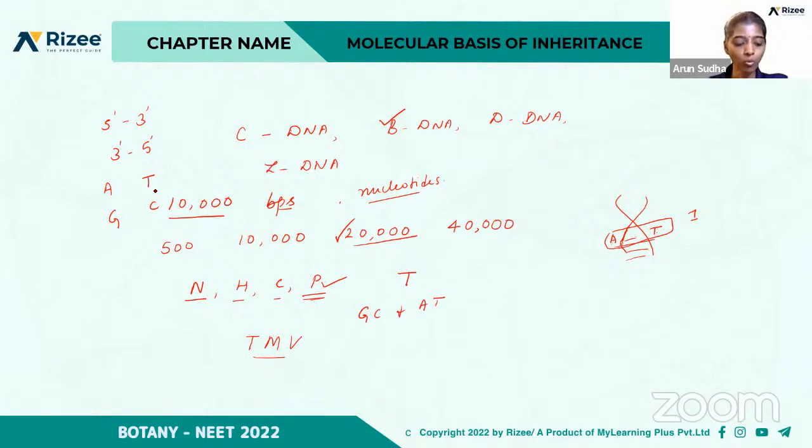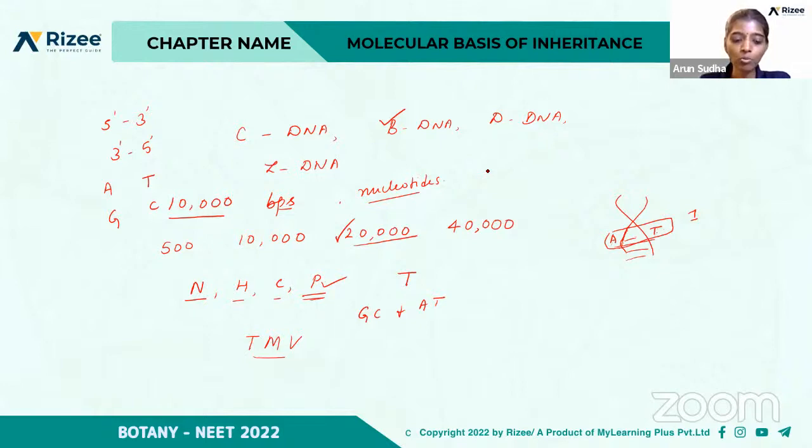On an average, how many purine nitrogen bases are present in a single coil of DNA? That is, how many nitrogenous bases are present in a single coil? 4, 5, 10, or uncertain. How many nitrogen bases are present in a single coil, that is, in one turn of the helix? So how many base pairs are present? Yes, 10.